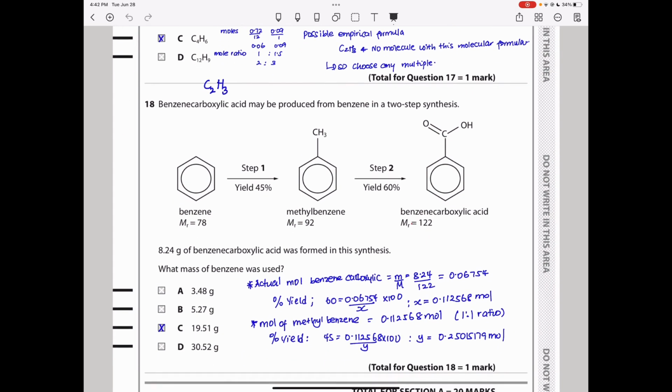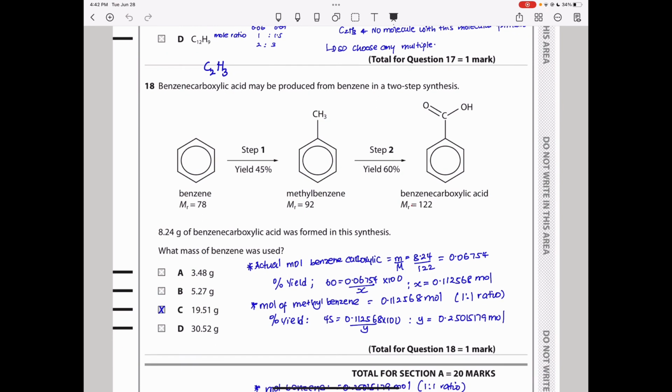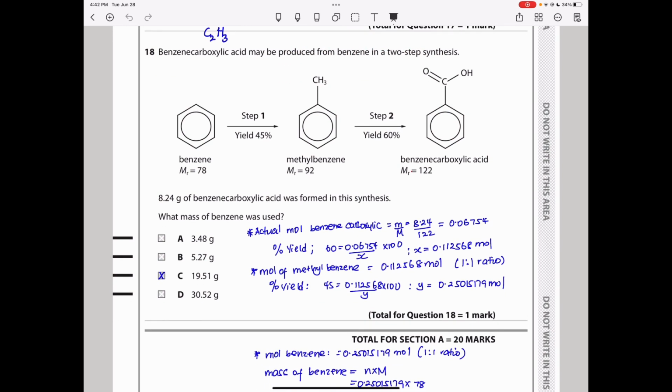So let's go to question 18, which is the last question in this section A video. They said benzene carboxylic acid may be produced from benzene in a two-step process. Here they've given you this part. So we basically look at the whole flow pathway for the production of benzene carboxylic acid. Then they say 8.2 grams of benzene carboxylic acid was formed in this synthesis. This tells you this is the actual mass that was generated. Then they ask what mass of benzene was used.